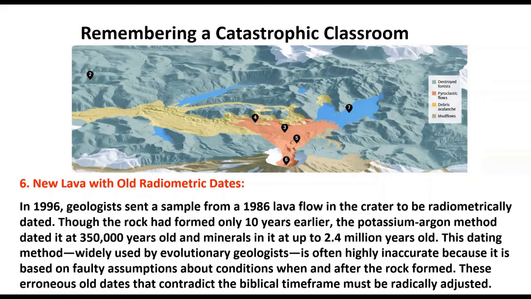So their system is wrong, the dating is wrong, like we said in the very first lesson. Yeah, all those geologic layers that they came up with before radio dating, they copied that and applied it to their radio dating method. So totally wrong by, you see, hundreds of thousands of years and millions of years. Okay, this dating method, widely used by evolutionary geologists, is often highly inaccurate because it is based on faulty assumptions about conditions when and after the rock formed. These erroneous old dates that contradict the biblical time frame must be radically adjusted.